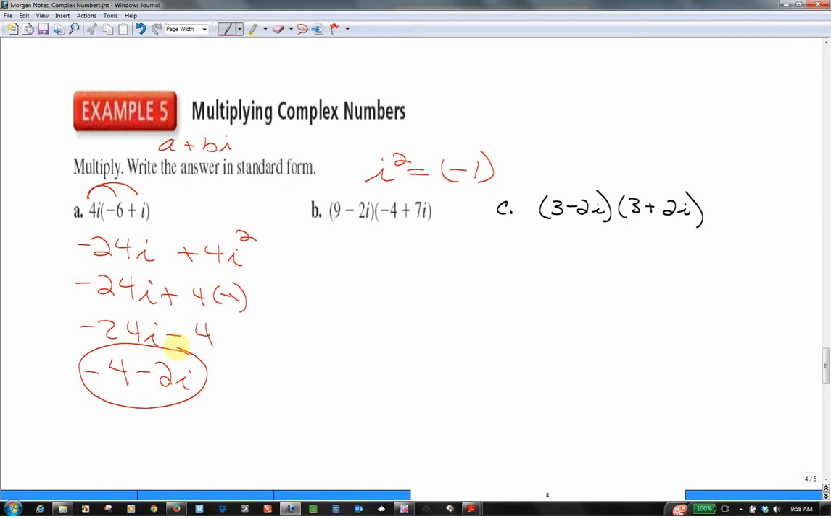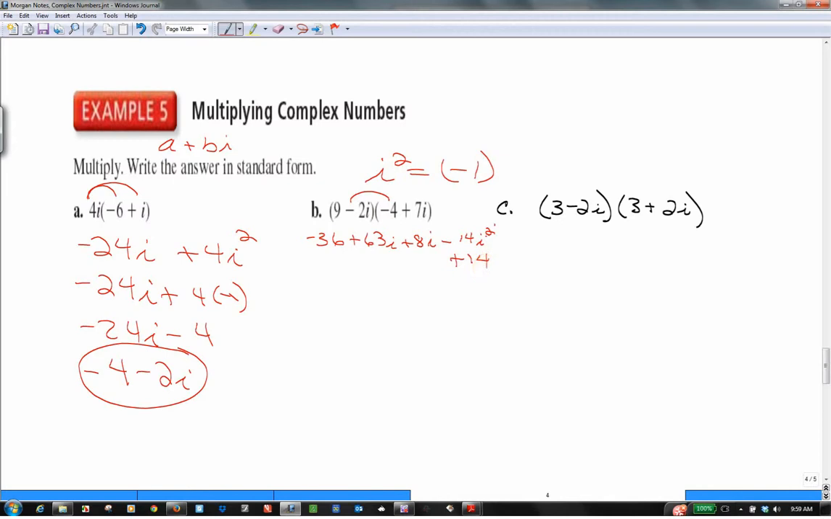Okay? So let's go on to the next one. Here I'm going to use the distributive property or the FOIL method. So the 9 multiplies by the negative 4. That's a negative 36. The 9 multiplies by the 7i. That would be plus 63i. That would be plus 8i. And then lastly, I have a negative 2i times 7i would be a minus 14i squared. Well, a negative 14i squared, this i squared part right here, is simply going to make this 14 a negative of a negative. That would change that to a positive 14.